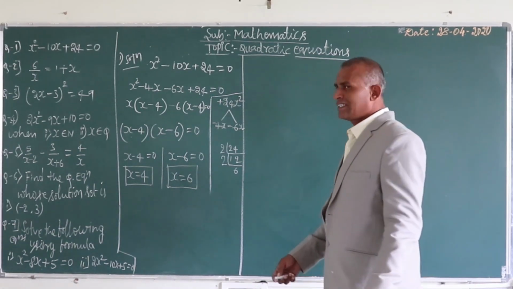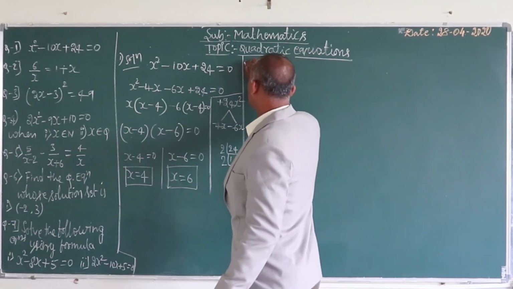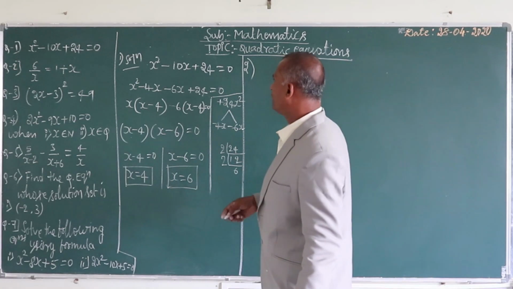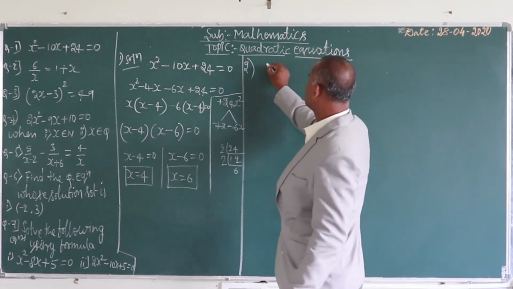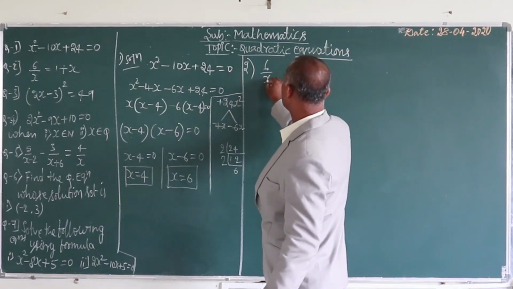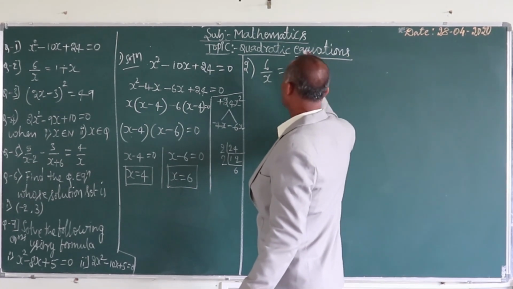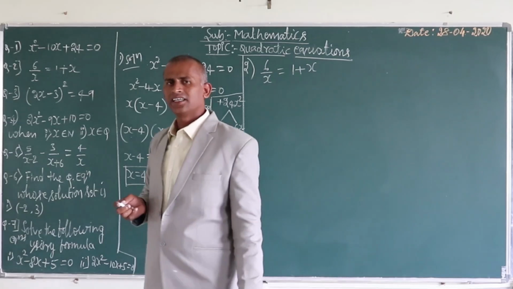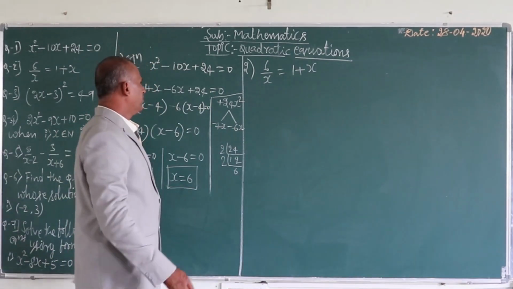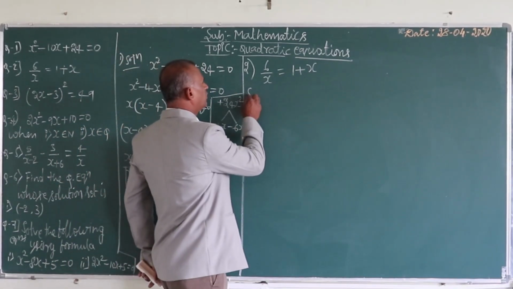Now the second sum, the solution of that one we have to do. First we have to write 6 by x is equal to 1 plus x. This is the second sum. Now we have to solve this one.